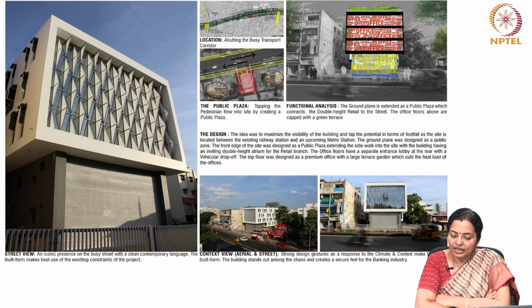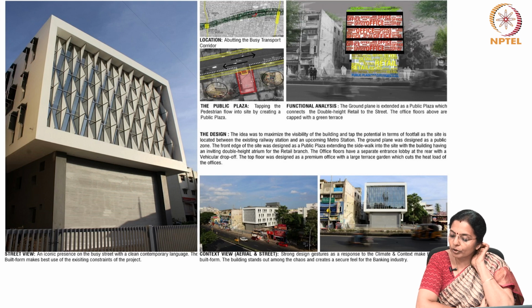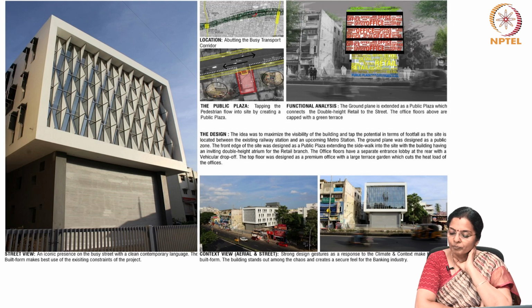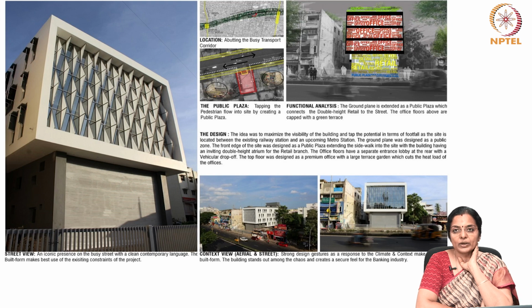The design idea was to maximize the visibility of the building and tap the potential in terms of footfall, as the site is located between the existing railway station and an upcoming metro station. The ground plane is designed as a public zone. The front edge of the site is designed as a public plaza, extending the sidewalk into the site, with the building having an inviting double height atrium for the retail branch.